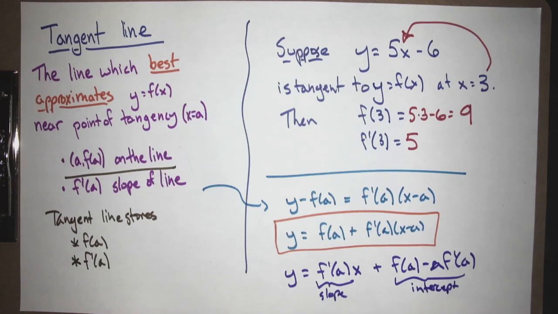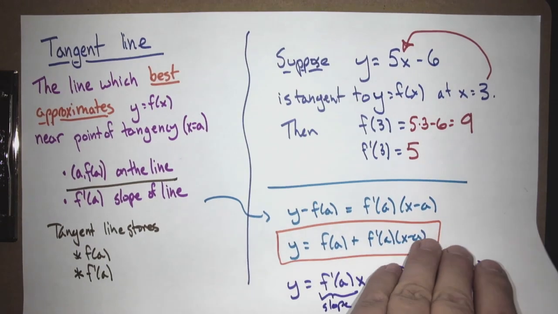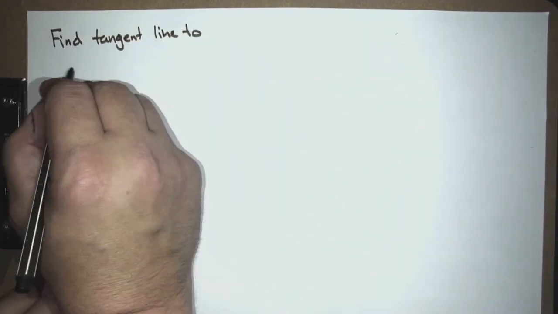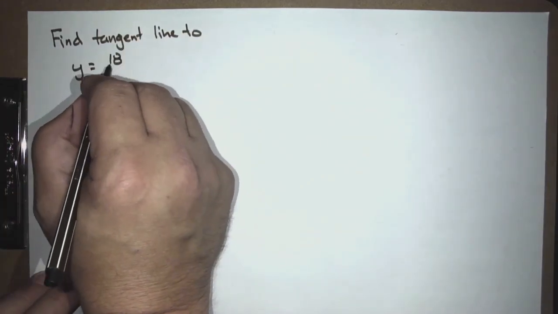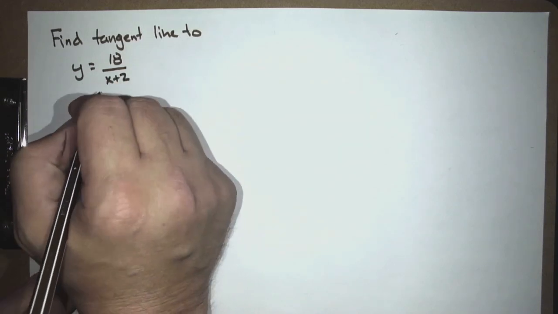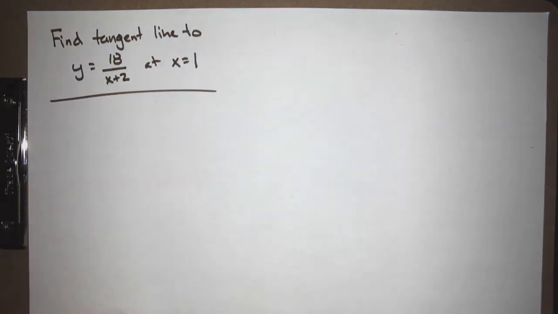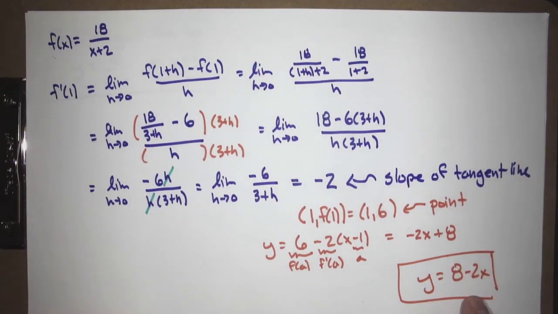Let's see. We have a few things left to mention. We have some time. Should we try to find another tangent line? Yeah, we should try to find a tangent line. Here we go. So find the tangent line to y equals 18 over x plus 2 at the point x equals 1.